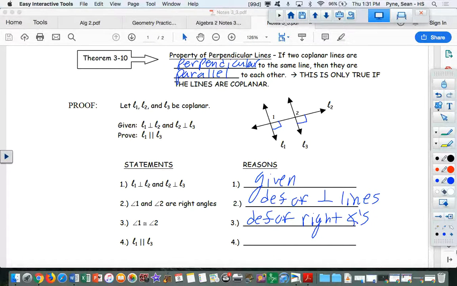All right. How do I know L1 is parallel to L3? Steven? How do I know L1 is parallel to L3? Because of corresponding angle converse. Because we proved that 1 and 2 are equal to each other, because they're both right angles, we can then say the lines are going to be parallel. Because of corresponding angle converse. Any questions?